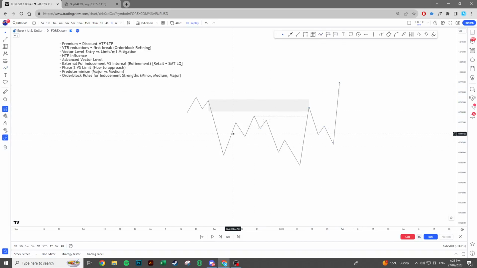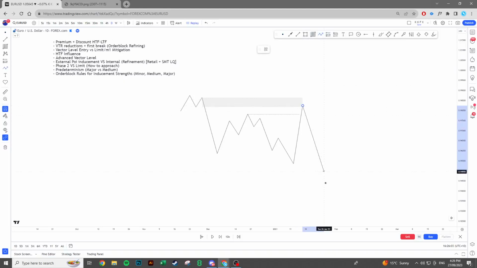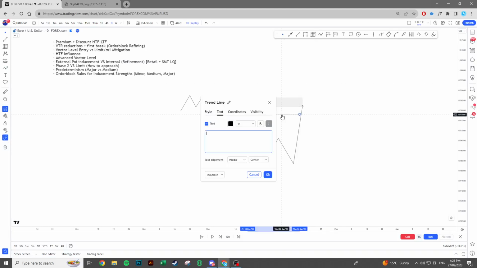Now, the reason I'm not saying it's a minor inducement pullback is because a minor is a trap. So it'd be something like this. Because a minor is when price is reacting from something that's not valid. Now, a medium and a major are both valid POI reactions. Okay, so how do we know that this is going to reverse or pull back and then go up? Now, we don't exactly know, but we have our predeterminism. That's how we can separate this major versus medium.